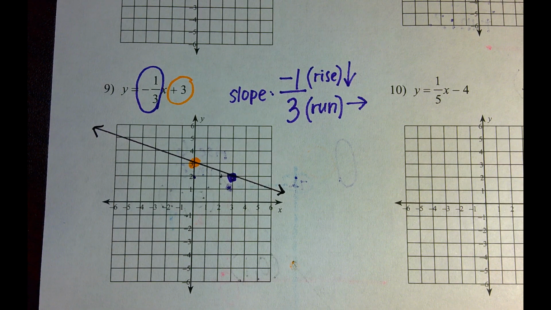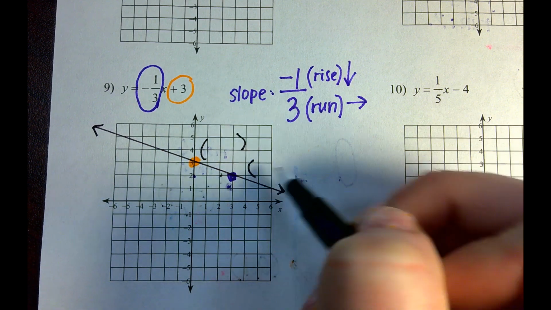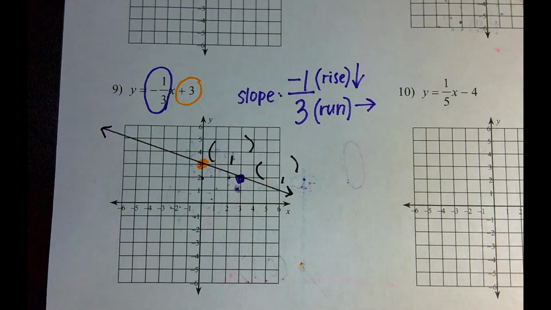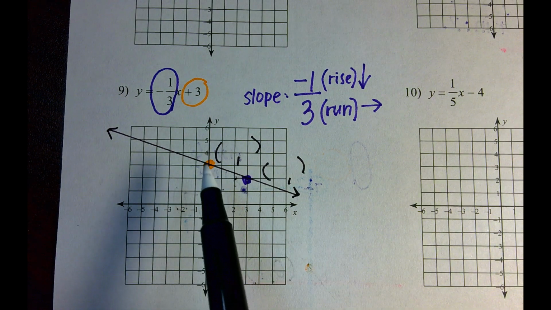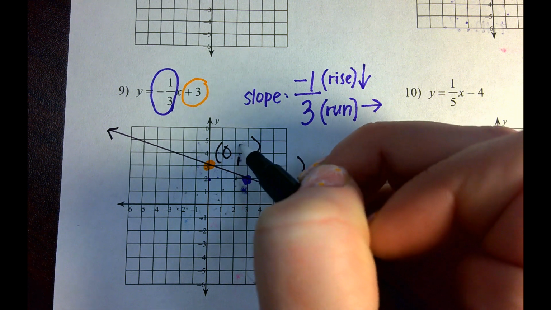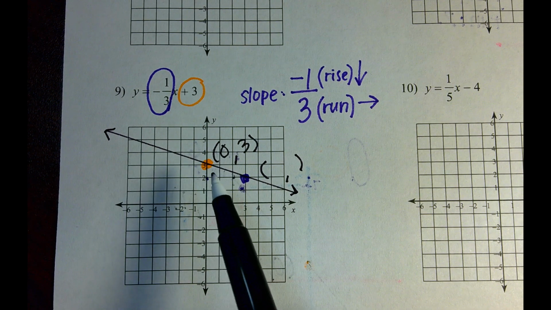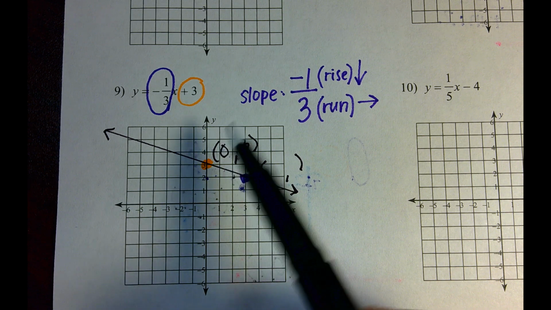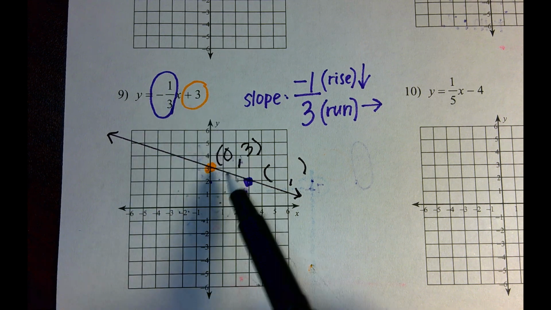Okay. And let's name our coordinates again. So what would our first point be? The orange one. 0, 3. Good. And if you notice, you'll kind of see a pattern. The first point we plot, the y-intercept, the x is always 0, and the y is always whatever that number is. So 3, 0, 3.